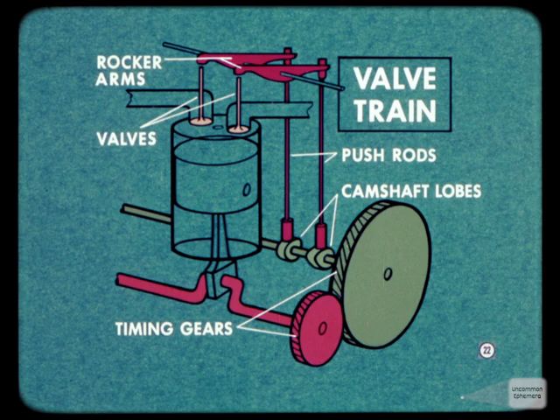Valves must be incorporated into the engine design in order to let the fuel-air mixture in and the exhaust gas out. A group of interacting parts make up what is called the valve train. They include the timing gears, the camshaft, the push rods, the rocker arms, and valves.